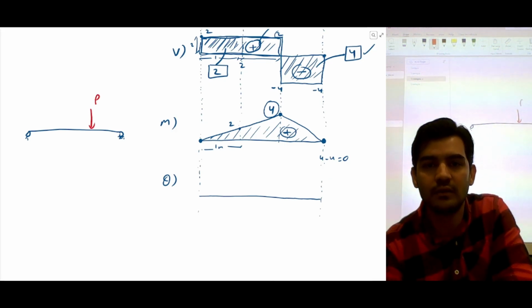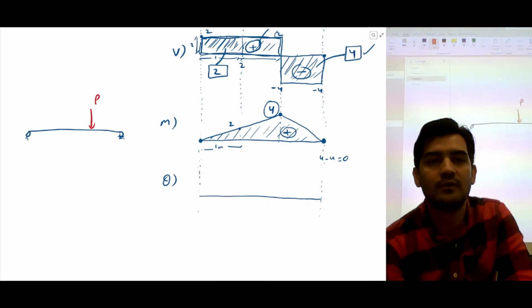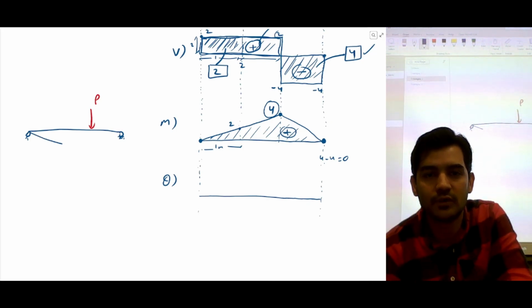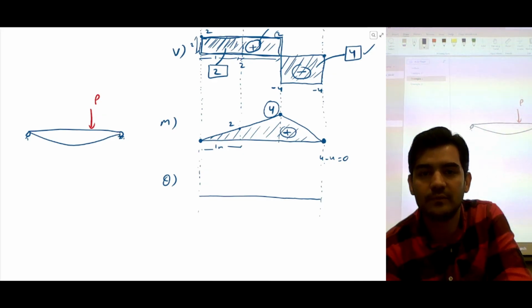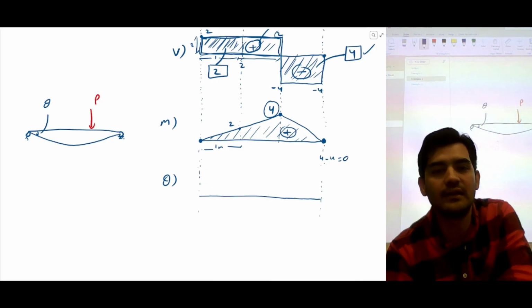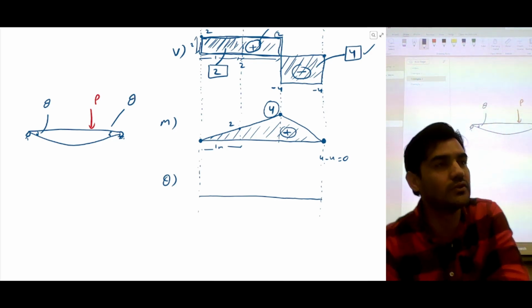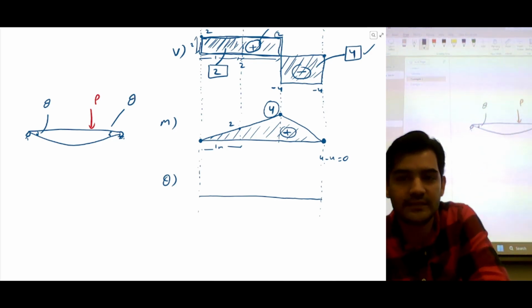This is a load, right? So if you try to draw the elastic curve for this, it would be something like this, right? So there is some bending angle at the start, so it's not 0. There is also some bending angle at the end, so it's not 0, right? So there is some bending angle.